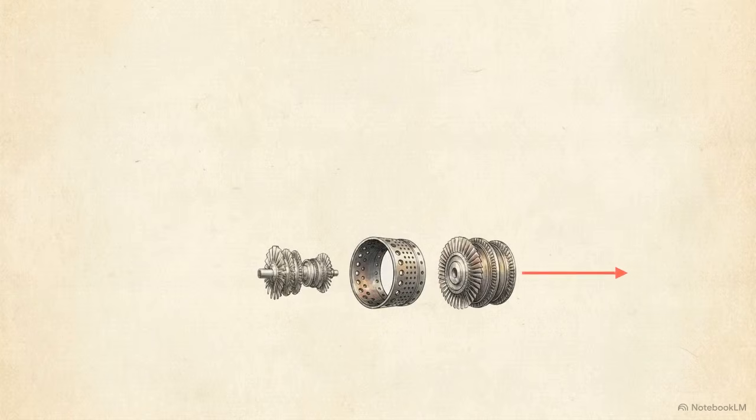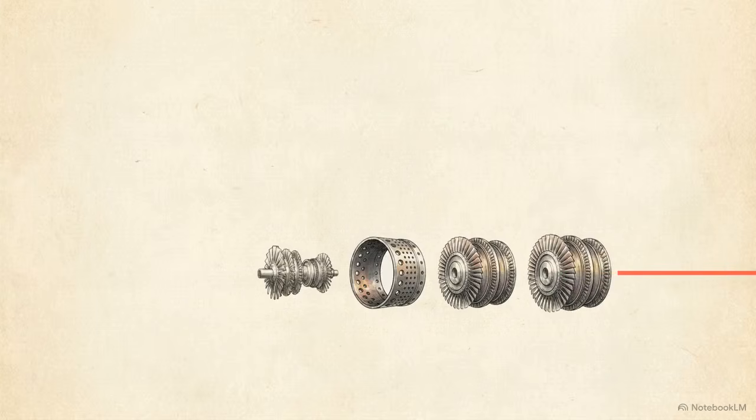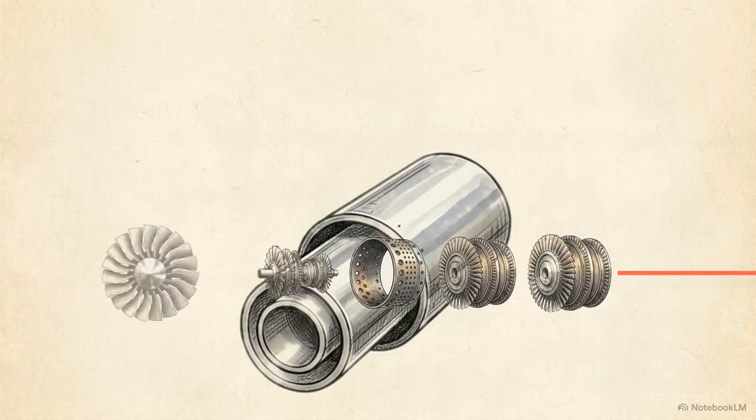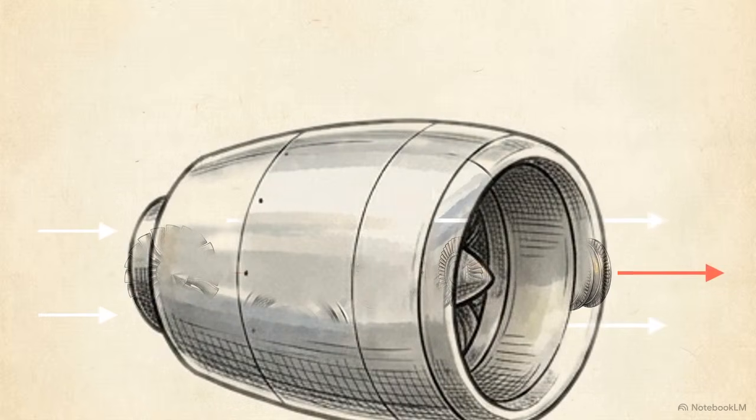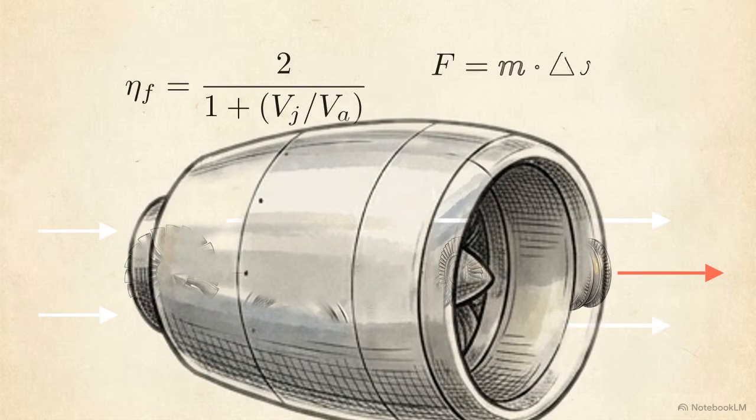Starting with the baseline turbojet core, compressor, combustor, and high-pressure turbine, engineers installed a low-pressure turbine behind it. This turns a concentric shaft running forward, driving a large intake fan. An outer nacelle encloses it, forcing massive air volume entirely around the core.